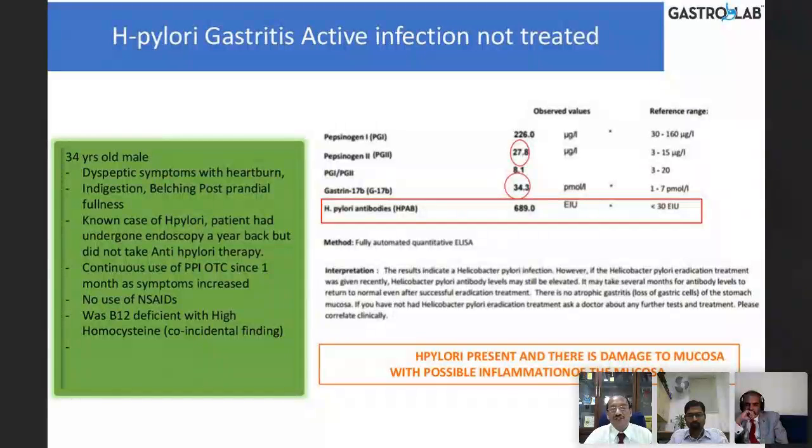which can be there because G17 is low and H. pylori is positive. So the culprit is H. pylori and there is an antral atrophy. Once you eradicate H. pylori, the antral atrophy will resolve and the gastrin will again come back to normal.